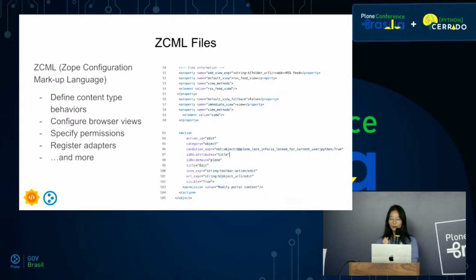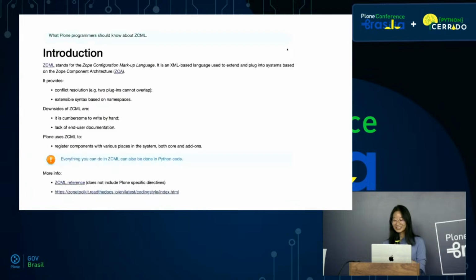But do I really know the attributes that are specified here? Like what does the i18n attribute mean? Does anyone know? Yeah. And when I look up ZCML in our documentation, what I found is that this introduction in the Plone 5 documentation tells me that the downside of ZCML is that there's a lack of end user documentation. And in the more info section, there's a link to the ZCML reference, and it then says that it does not really include the Plone specific directives.